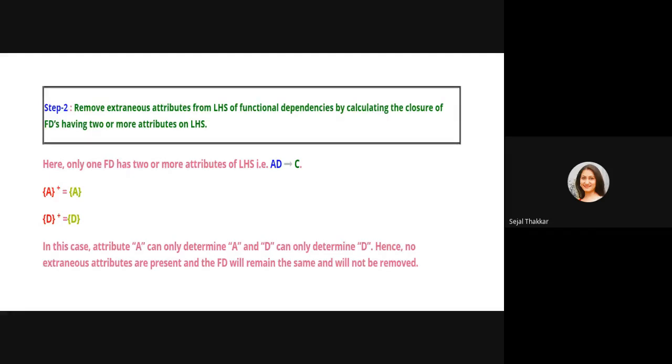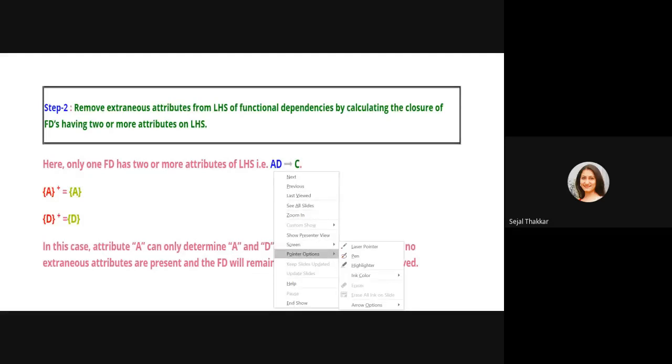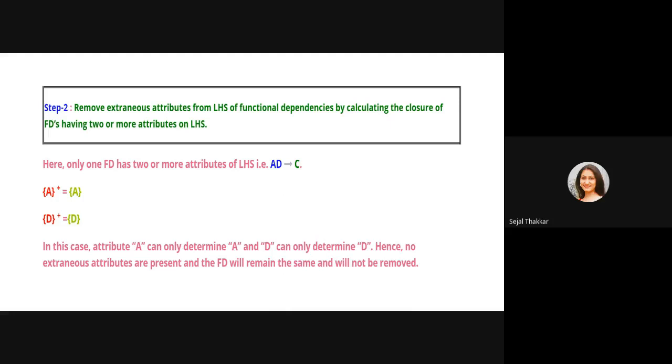So here AD tends to C. From this dependency, we have to find out whether A is extraneous or whether D is extraneous. The closure of A is A, and the closure of D is D. In this case, attribute A can only determine A and D can only determine D. So there is no extraneous attribute present in this FD. It will remain the same and will not be removed. Some examples will be there where we are removing.